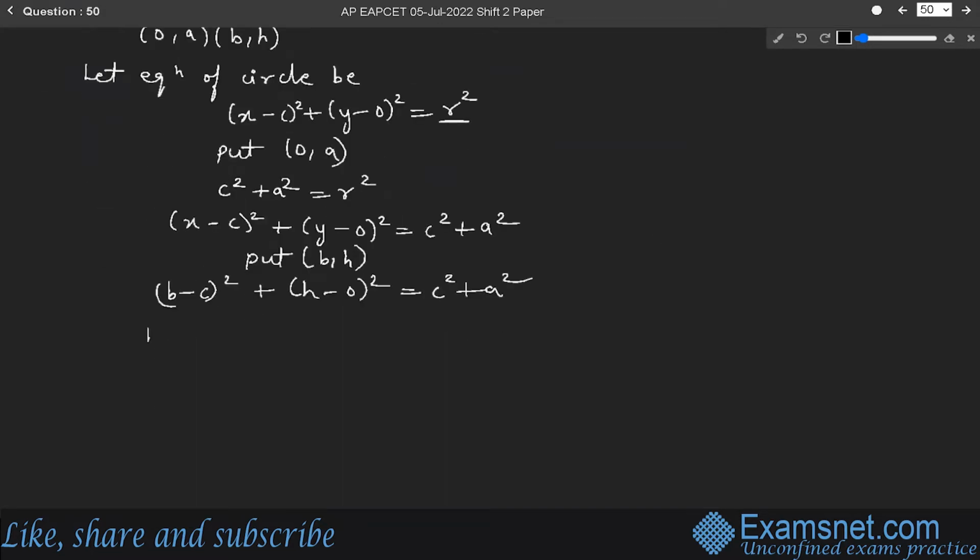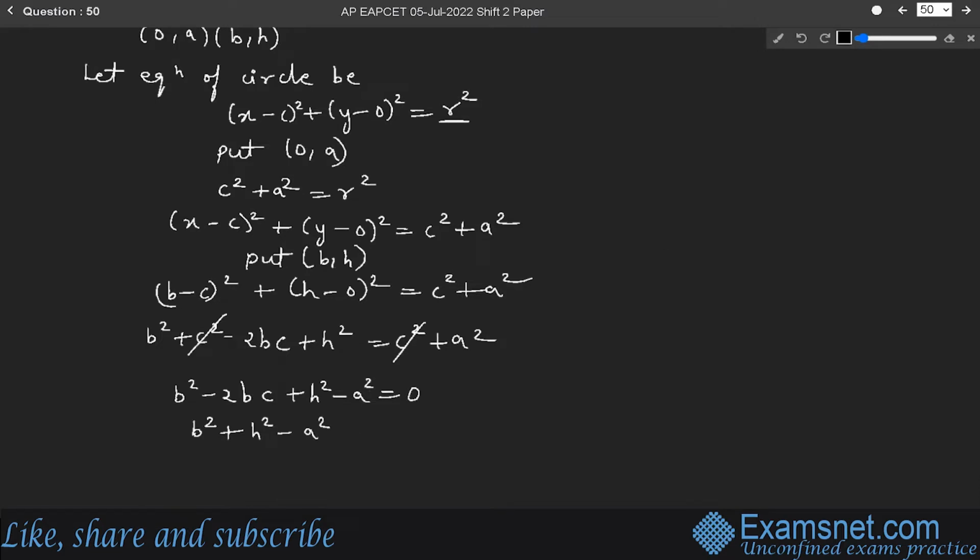On further solving, it will be b square plus c square minus 2bc plus h square is equal to c square plus a square. C square and c square will be cancelled. So it will be b square minus 2bc plus h square minus a square is equal to 0. Therefore, we can say that b square plus h square minus a square will be 2bc, and c will be equal to (b square minus a square plus h square) divided by 2b. Therefore, this is the required value of c.